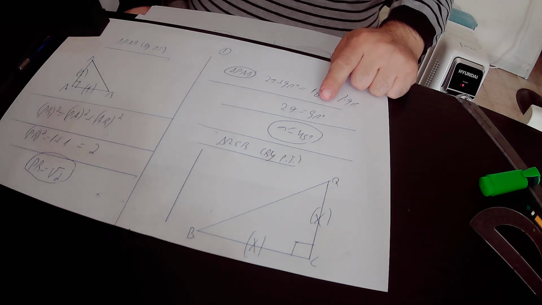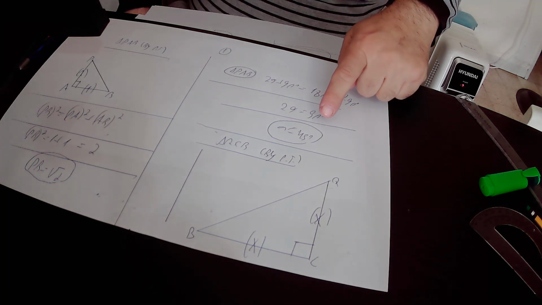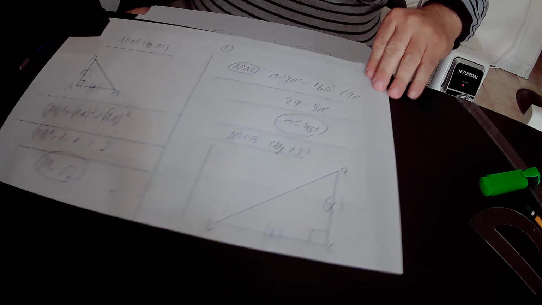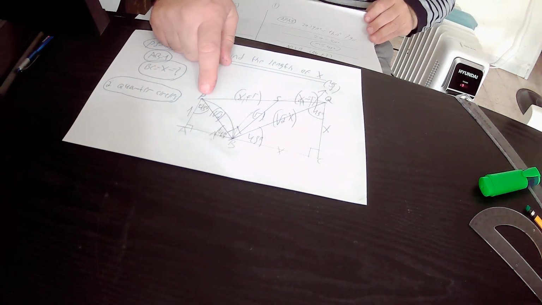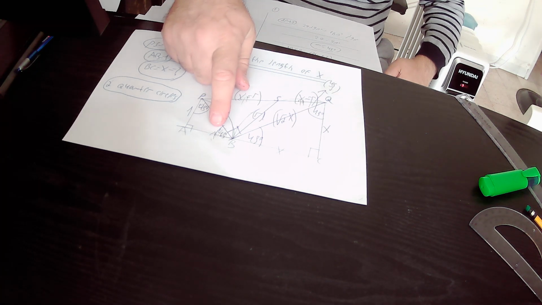So 2 alpha equals 90 degrees. We divided this equation by 2 and finally found that alpha equals 90 degrees over 2, that is 45 degrees. So this is angle alpha that is equal to 45 degrees, and this is angle alpha that is equal to 45 degrees in its size.